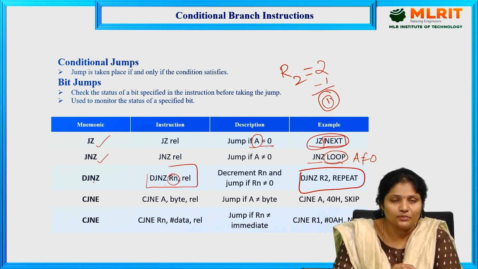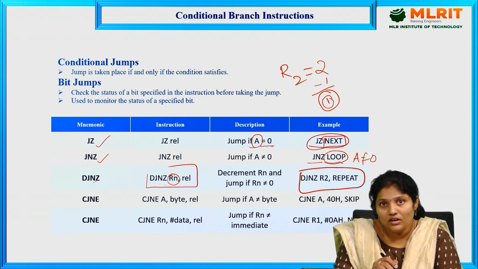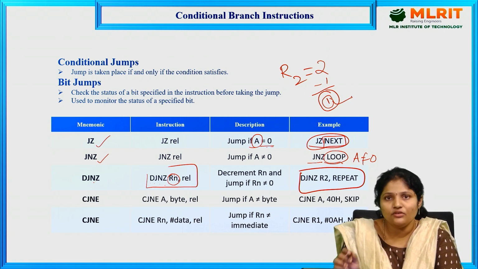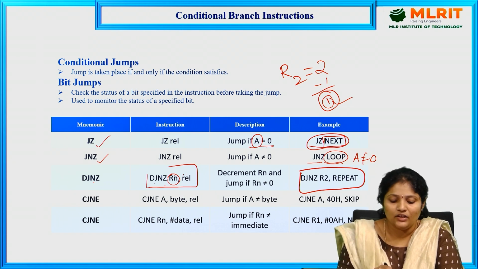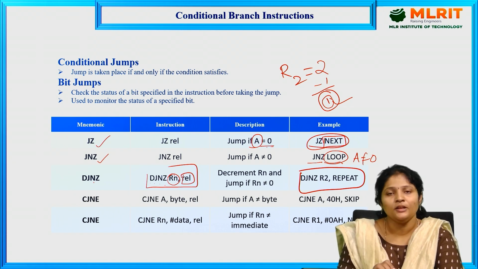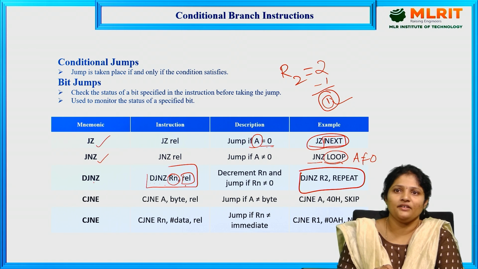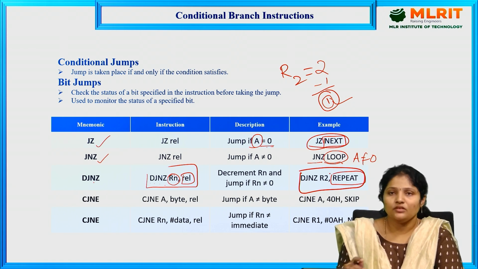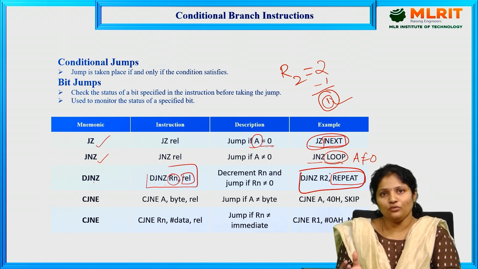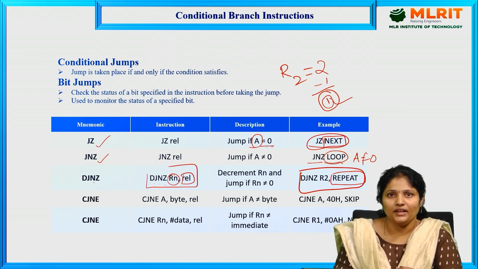So what it is specifying here is decrement and jump if not 0. Yes, it is not 0, so the condition is satisfied, and it will move to the location specified here. REL means relative address, so here it is repeat. The controller will move to the location or the address specified by the repeat label.